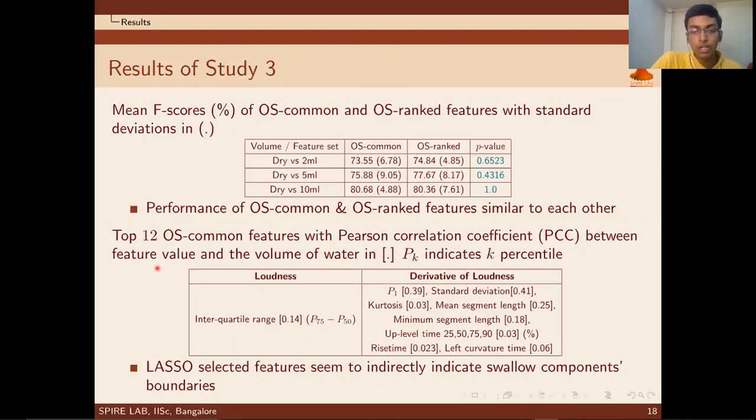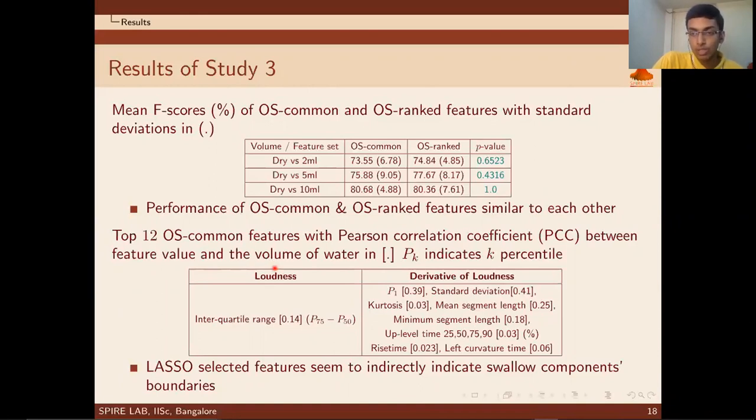This table here shows the functionals selected by the model. It can be seen that some statistics like percentile and standard deviation were selected. This could have occurred possibly since they are less sensitive to silence regions before and after the swallow sounds, and hence also show higher PCC values.